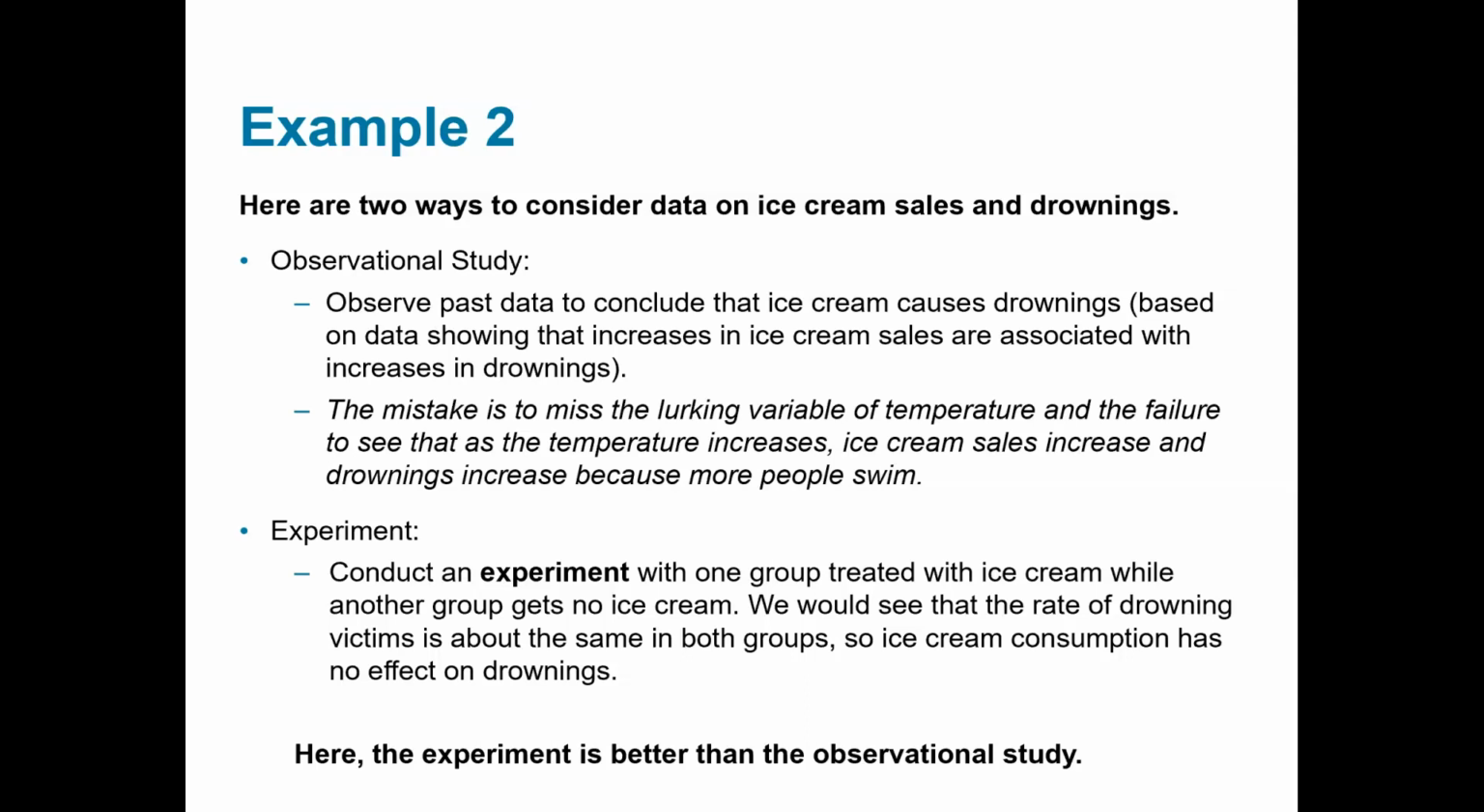So let's look at an experiment. If we were to conduct an experiment with one group treated with ice cream while another group gets no ice cream, we would see that the rate of drowning victims is about the same. So again, we would give one group ice cream, one group no ice cream, and see how many people drown, which is horrible but silly for this example. We would see that the rate of drowning really has no impact based on the ice cream. So we can see that an experiment in this particular case is better than an observational study.